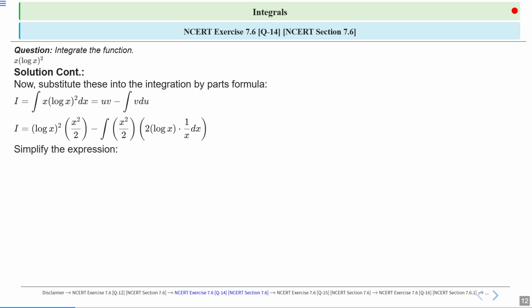So when we simplify, we get x square by 2 log x whole square minus integration of x square by 2 into 2 log x by x dx. So in the second term, x gets cancelled out and also 2, so we get integration of x into log x dx. Now we have to integrate x log x. So we have to apply the integration by parts formula on the term integration of x log x dx.